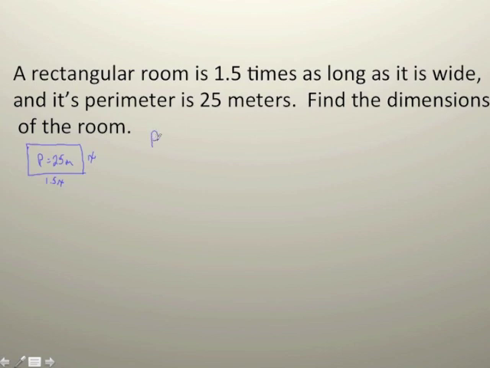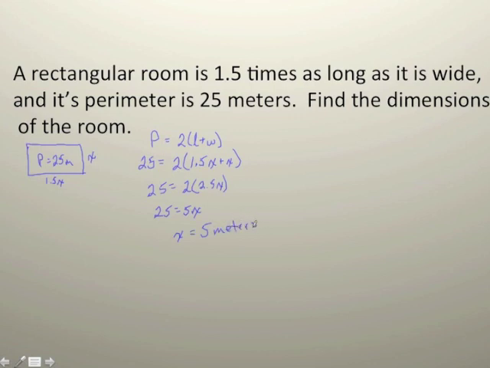Well, I know the formula for perimeter is perimeter equals 2 times the length plus the width. Filling in the numbers they told us in the problem, the perimeter is 25. The length is 1.5x, and the width is x. Working the problem, 25 equals 2 times 2.5x, or 25 equals 5x, and x equals 5. And this was the width, 5 meters.